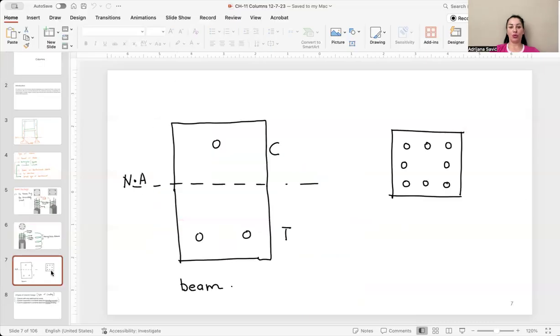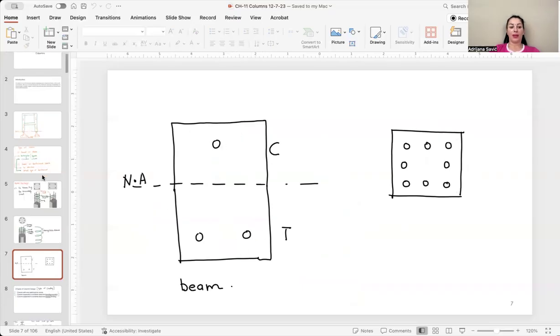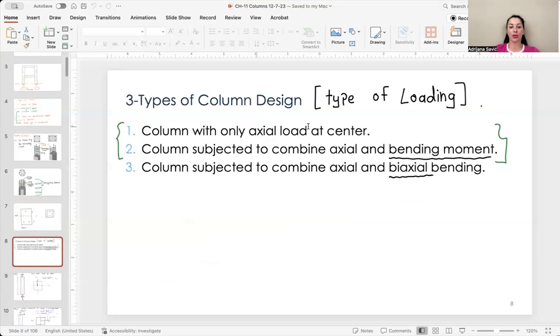So in comparison to beams, columns need to have an even number of main rebars, and they need to be symmetrical. For beams, we said we may not have rebars in the compression zone, but we will have them in the tension region. So there are three types of column design.